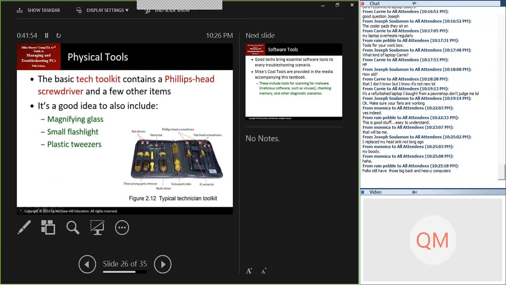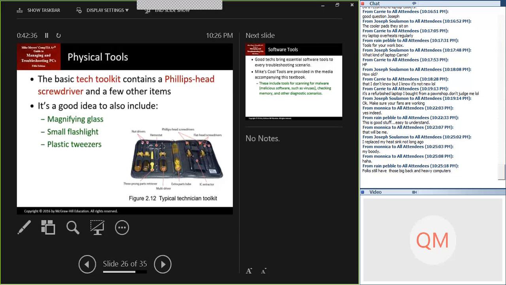The basic tech toolkit: a Phillips head screwdriver, the 3-prong retriever, the multi-bit driver. This extra parts tube right here is your friend, because when we're removing screws, you need to be able to keep them organized. Sometimes they make mats customized to specific laptops, and they do the same thing for cell phones. As you pull the parts out, you can put them down on the mat in the appropriate places, so you know exactly where to put them.